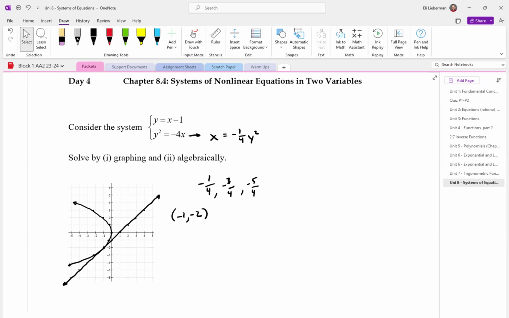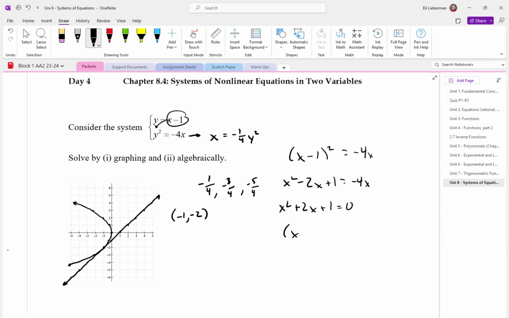Yeah, I can. So I used the substitution method. Okay. So we already have y equals x minus 1. So then I got x minus 1 squared equals -4x. I did x squared minus 2x plus 1 equals -4x. And then I have x squared plus 2x plus 1 equals 0. And then that factored into x plus 1 squared equals 0. And then I got x equals -1. And then I plugged that into the original y equals x minus 1 equation, and I got y equals -2.